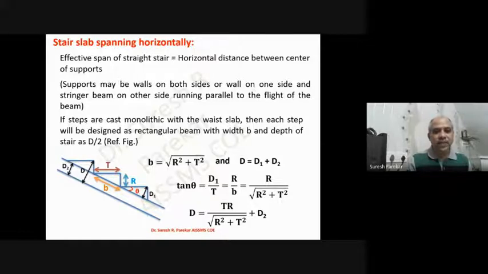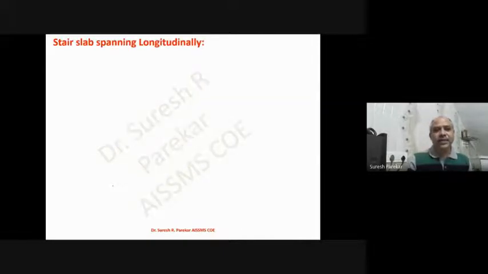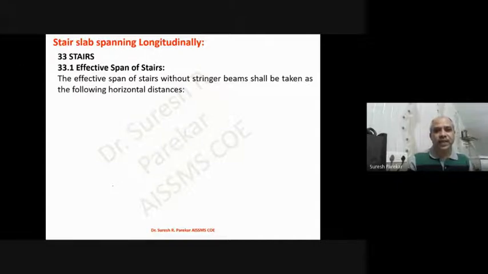You can see this, if steps are cast monolithic with the waist slab, then each step will be designed as a rectangular beam with width B and depth of stair as D by 2. D we are going to get from this, and then we are going to have 1/2 B into D by 2. B we have as under root of R square plus T square, that is this longitudinal distance. You can see this B is shown over here. Then we have stair slab spanning longitudinally. So we have seen this.